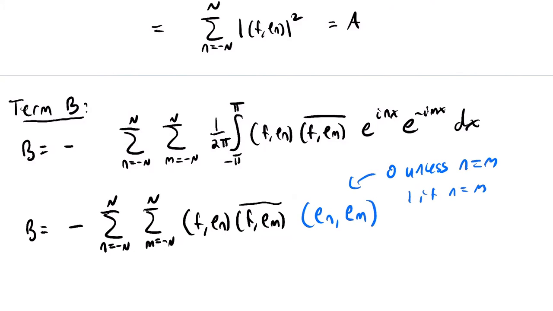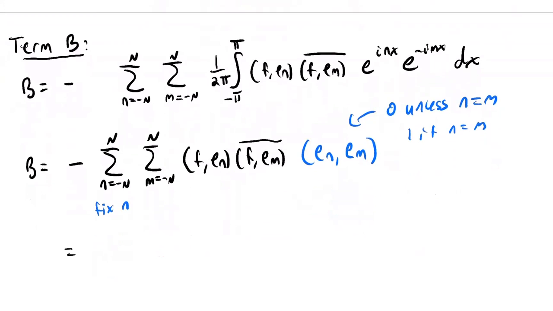What this means is, let's suppose we fix n. We have a sum over n from minus capital N to positive capital N. Let's just fix one of them. Then in the second inner sum, the sum over the m terms, each of these things is going to vanish unless m is equal to n. So we're only going to see the piece when m is equal to n. And so this is actually just going to simplify to a single sum.